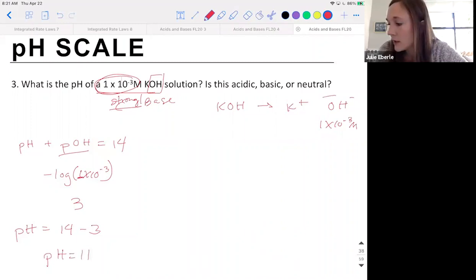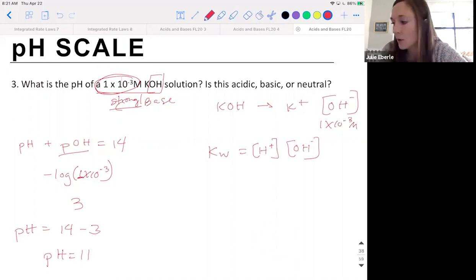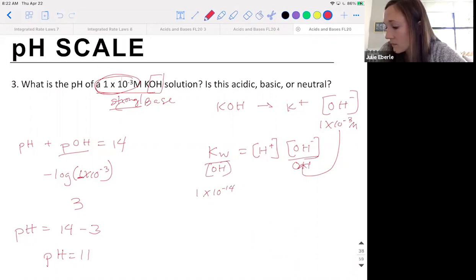One other way, if you don't like this: when you know the concentration of one ion, you can always find the concentration of the other using Kw, because Kw equals the concentration of H plus times the concentration of OH minus. We know Kw is 1 times 10 to the minus 14, and then we would divide both sides by OH, so we divide by 1 times 10 to the minus 3, which is our concentration of OH minus. We could get the concentration of H plus that way.